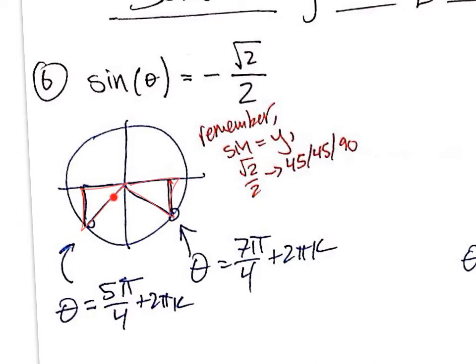And this angle is 5 pi over 4 plus 2 pi k. So k can be any number, 0, 1, 2, 3, 4, 5, so any integer, sorry. And this angle moving around any amount of times will end up in the same spot. And same for this over here, 7 pi over 4 plus 2 pi k. All right.